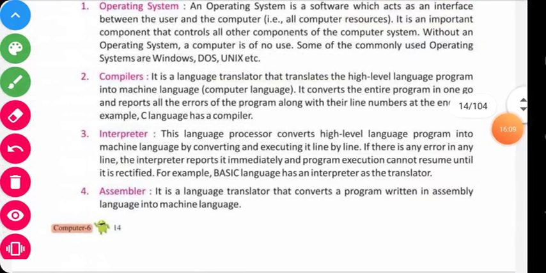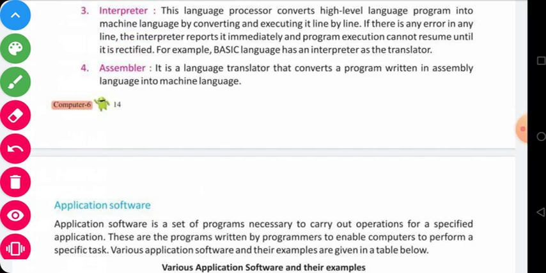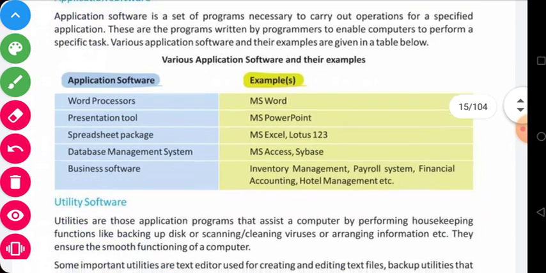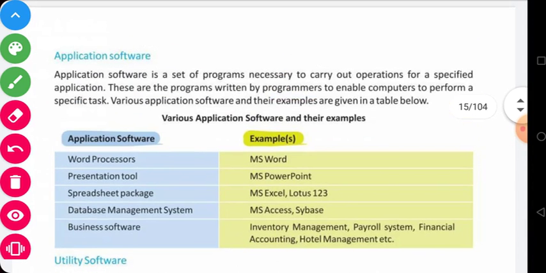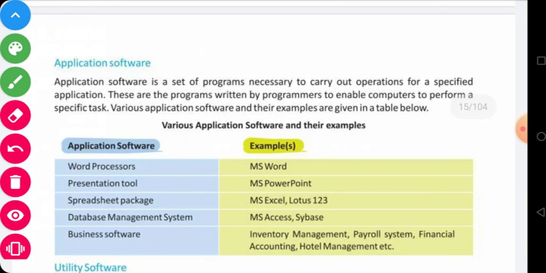And the fourth one is assembler. An assembler converts a low level programming language into machine language. This is the four types of system software. So you should know very well what system software is. The four types of system software are: operating system first, second your compiler, interpreter, and assembler. These are the four types of system software, which play a very important and crucial role in your computer system. Now we are moving on to the next type of software, that is called application software.